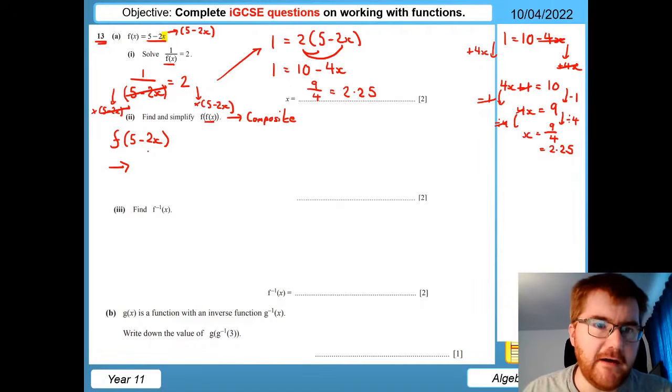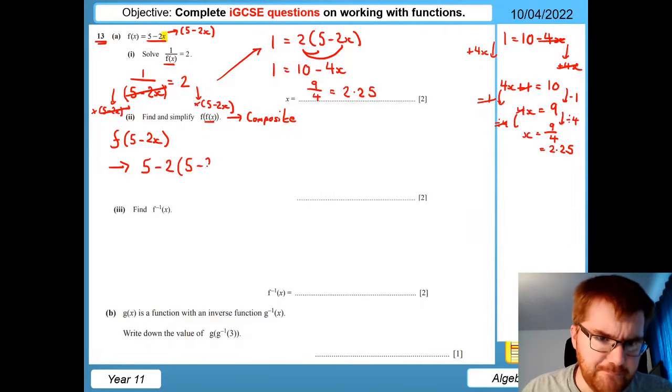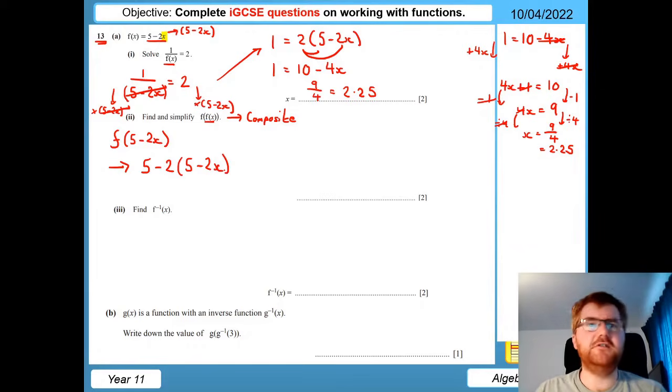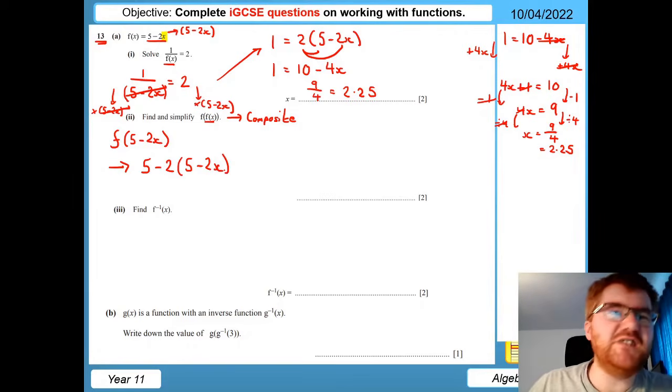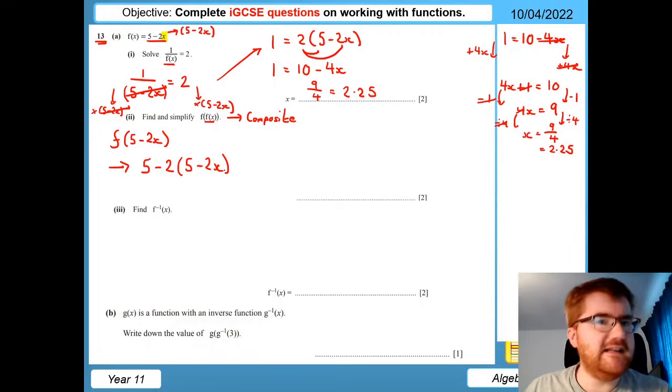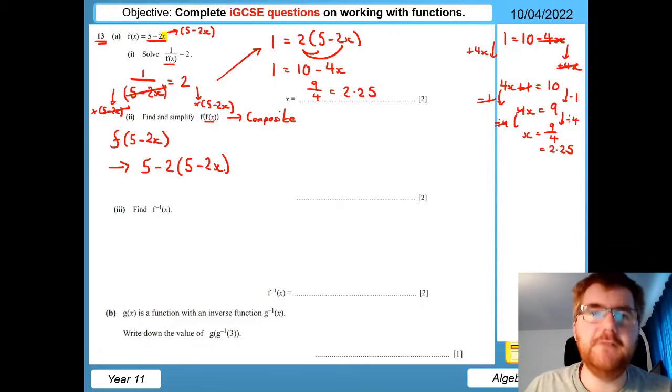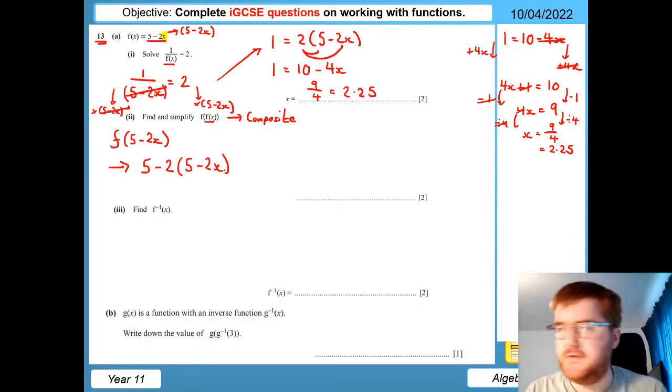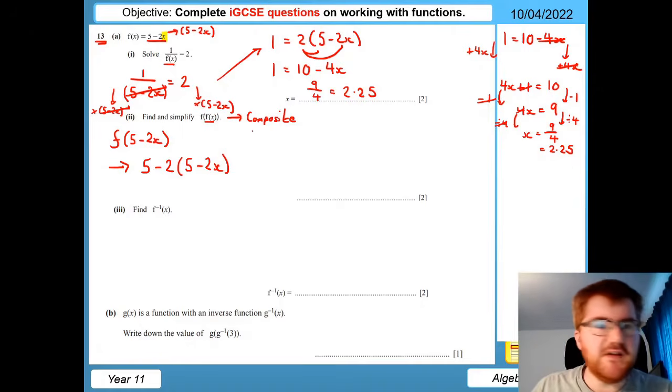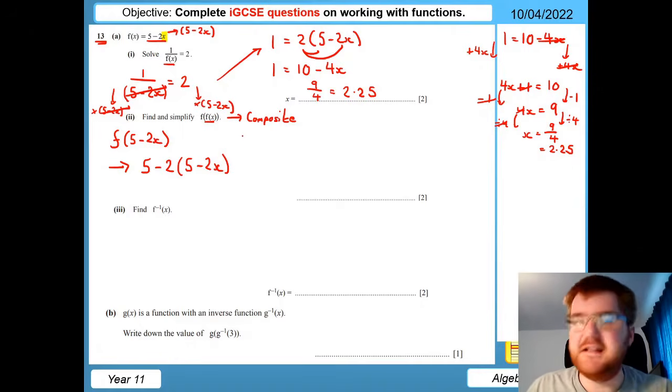Now, what does that look like? Well, I'm going to copy out 5 minus 2x, and wherever I see an x, I'm going to put a 5 minus 2x. This takes a bit of getting used to, this idea of putting a function into itself, so to speak, but you'll see lots of questions like this. By the end of the video, you should be used to doing this process. Now, once we've done that, it's a case of expanding and simplifying.